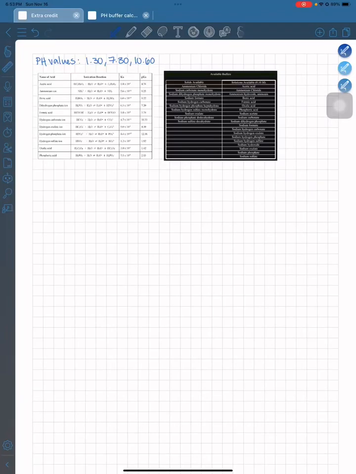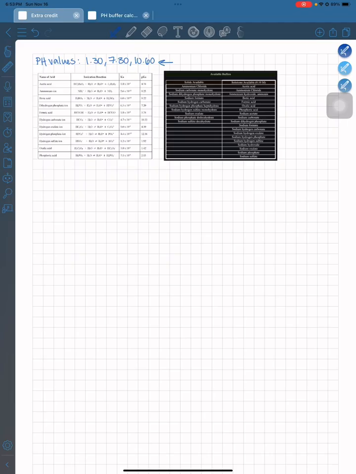Hi guys, this is Sadaf, and today I'm gonna talk about how to make a buffer based on given pH values. As we can see, I have 3 assigned pH values right here, and to make a buffer, we have to follow a series of steps.